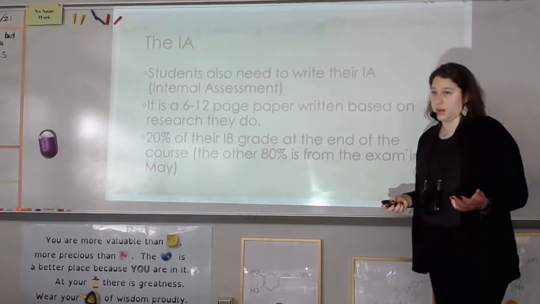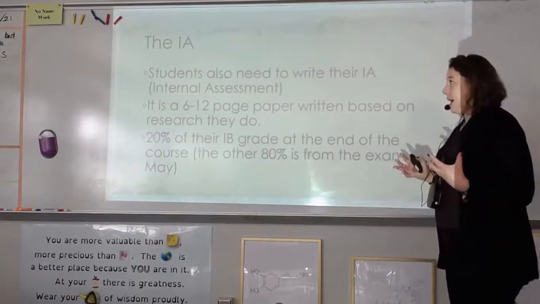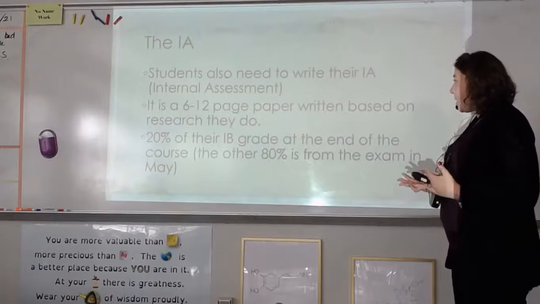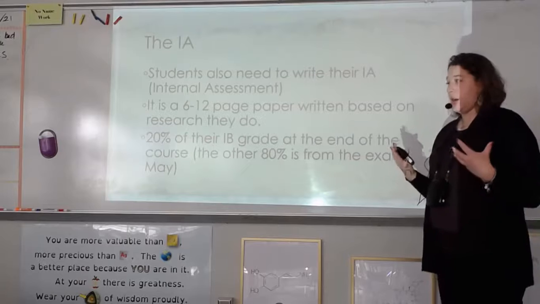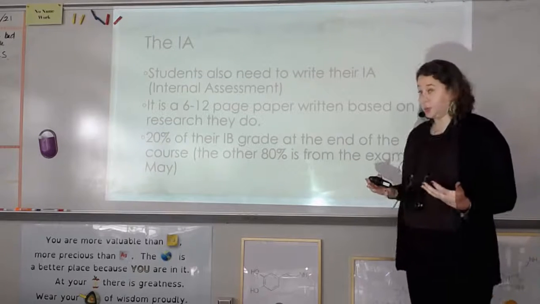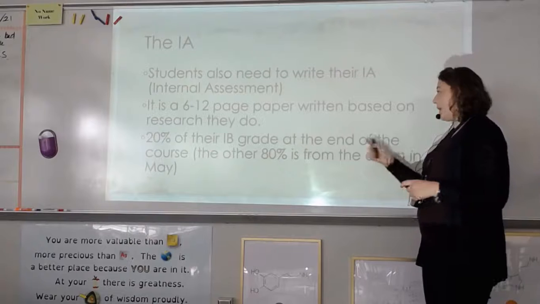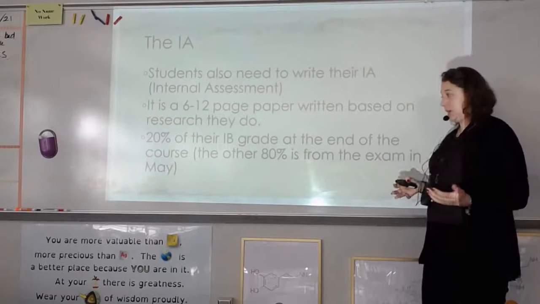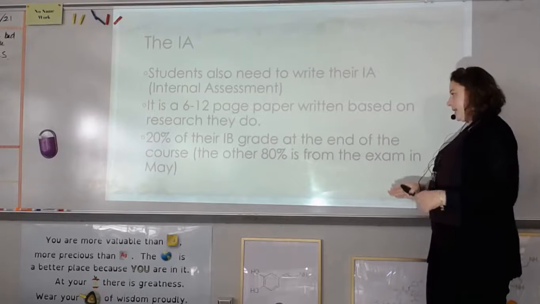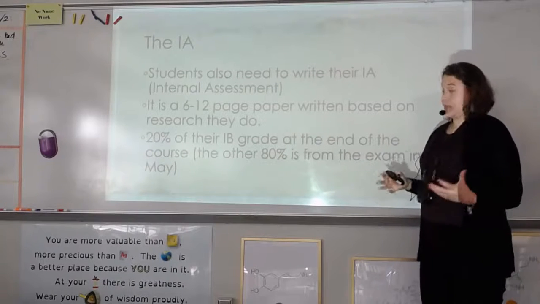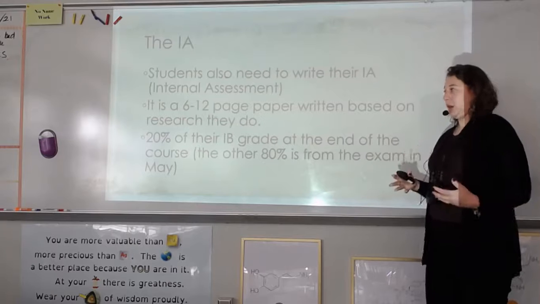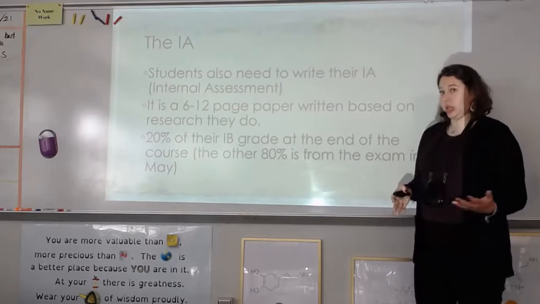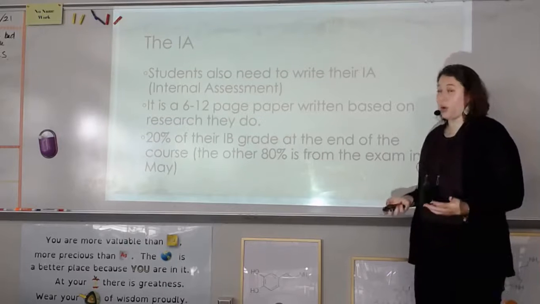Another really big thing in IB Chem 2 is the IA. It's an internal assessment, and it is a 6 to 12 page paper that is written based on a research or chemical experiment that they do. It is 20% of their IB grade at the end of the year, that 1 to 7 grade that they get after they do the test. The other 80% is from that test in May. But 20% of it they can prep beforehand. They start working on it in October, and they work all the way through March when it's due. So it's a really big part of your grade.